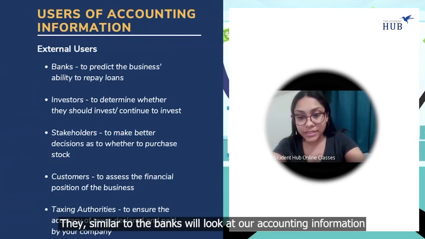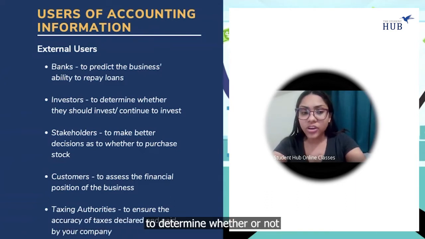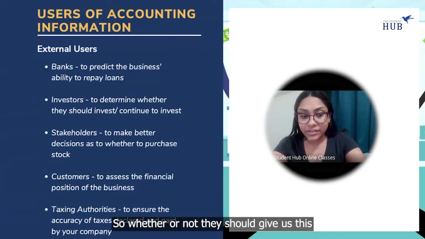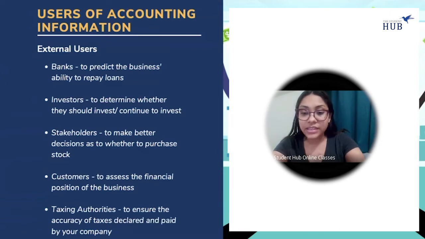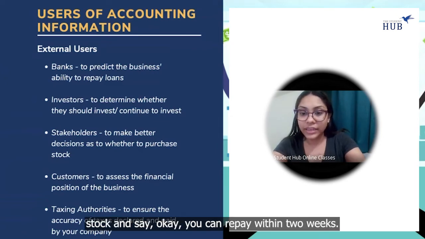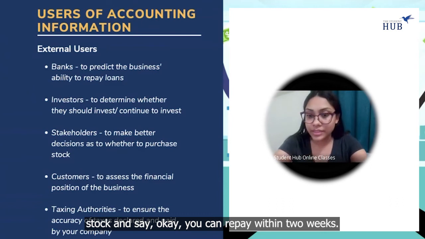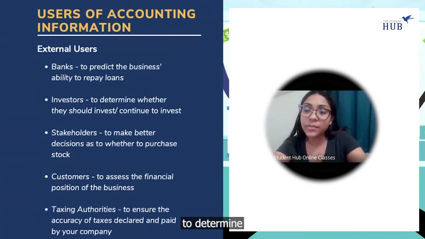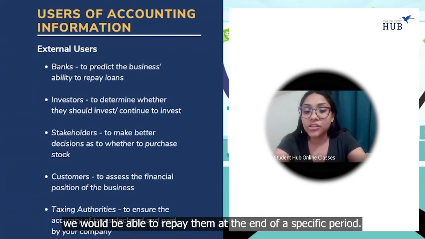They, similar to the banks, will look at our accounting information to determine whether or not they should advance these supplies to us on credit. So whether or not they should give us this stock and say, okay, you can repay within 2 weeks. That's why they would want access to our accounting information, to determine whether or not we would be able to repay them at the end of a specific period.